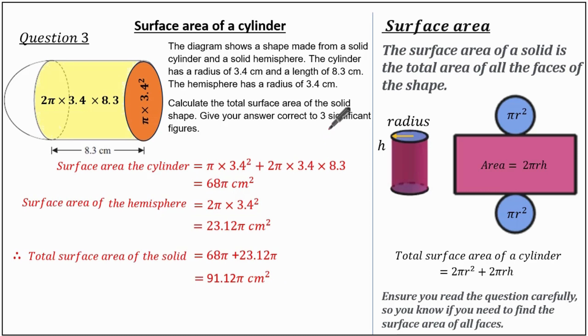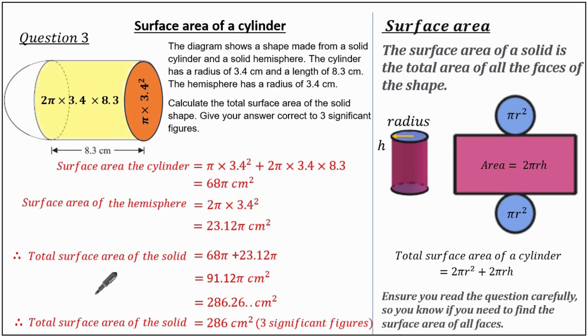But remember, the question wants our answer to 3 significant figures. So, converting this into decimal form, I have 286.26, and so on, giving me a final answer for the total surface area of the solid to be 286 centimeters squared to 3 significant figures.